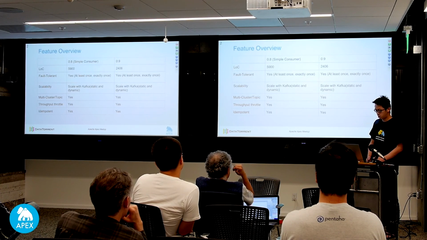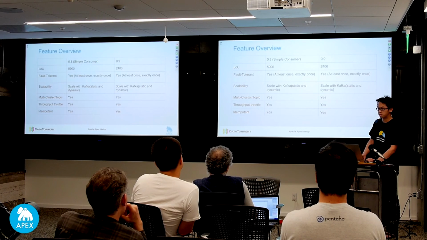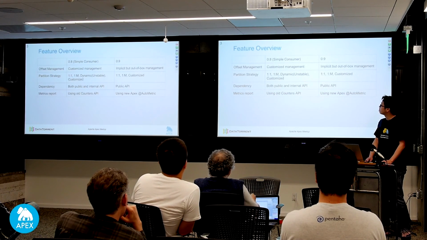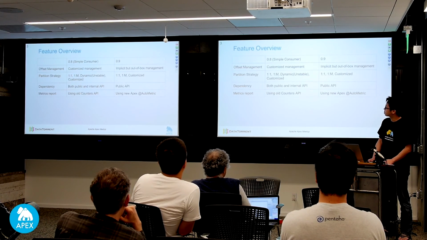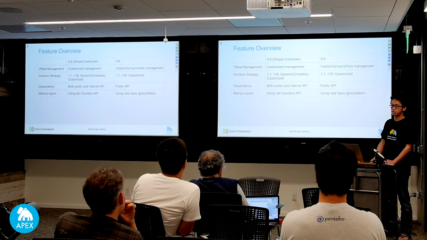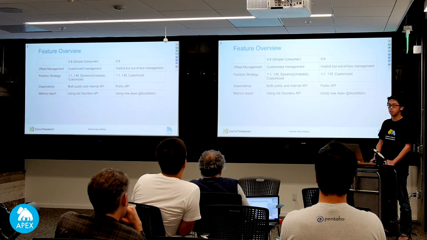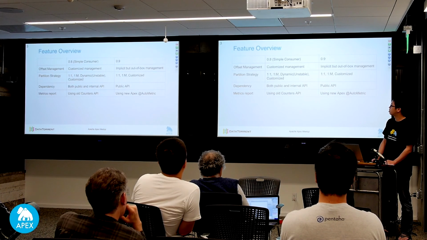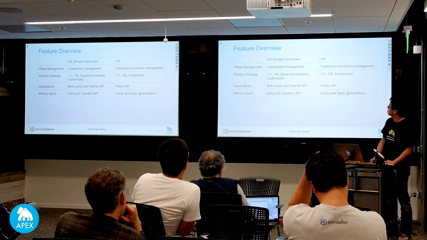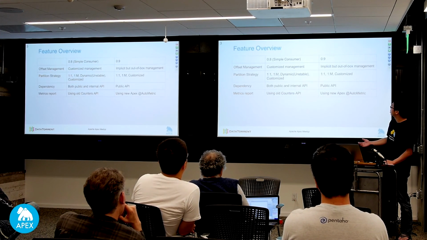As Thomas talked about before, idempotent is very important in exactly-once semantics. And also, they both support offset management. Offset management here means offset checkpointing and offset commitment. That's a key component to guarantee no data loss. And also, they both support one-to-one partitioning and one-to-many partitioning.